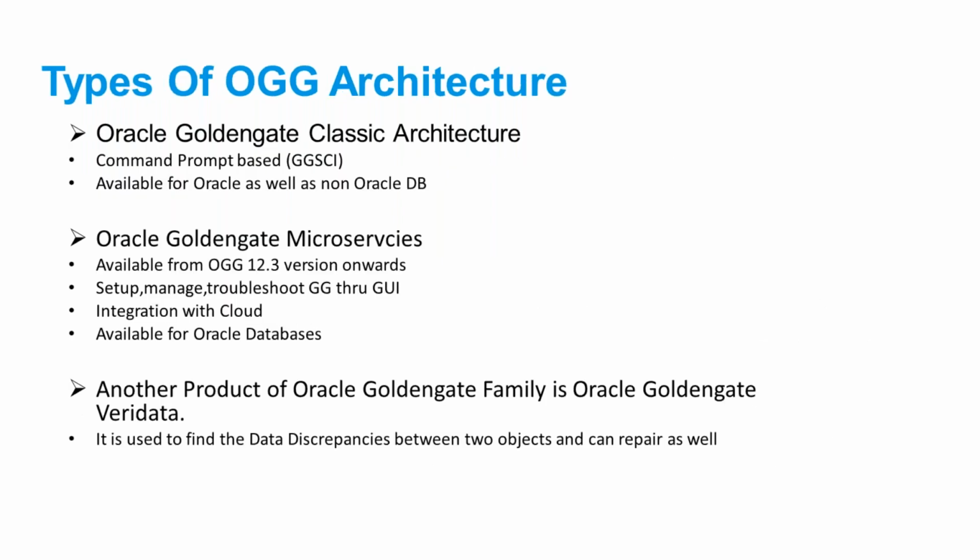Now, before I proceed, one thing I want to discuss with you is the different types of architectures available with Golden Gate. You must be hearing the term Oracle Golden Gate classic architecture nowadays. Are you hearing that term? Or microservices architecture? If yes, you can type in the chat session.